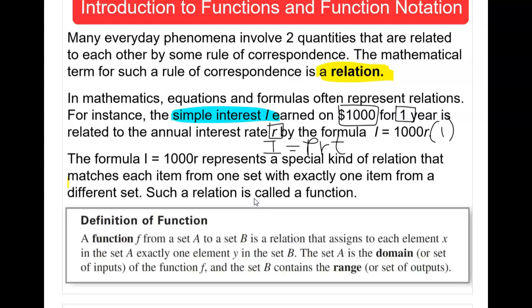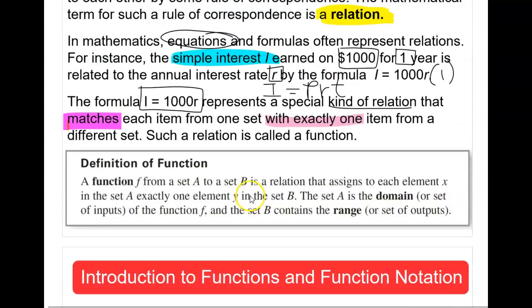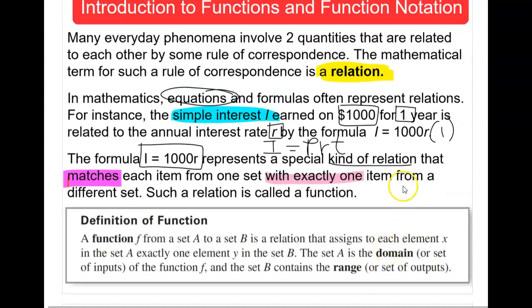But if we look at this function here, and I'm sorry, I should still be referring to it as the equation, it represents a special kind of relation that matches each item from one set with exactly one item. So here we have two keywords, matches, and with exactly one item from a different set. And there are several ways to represent relations. So I do like to show the mapping.